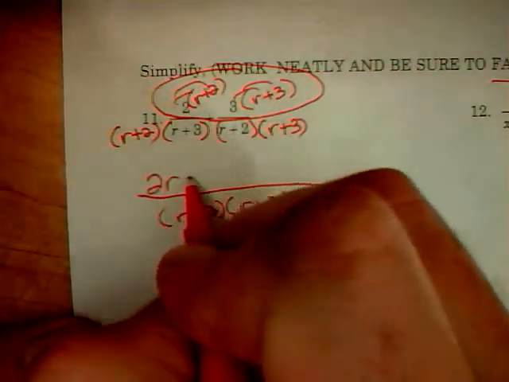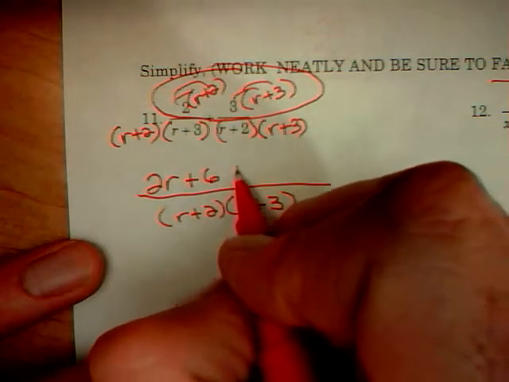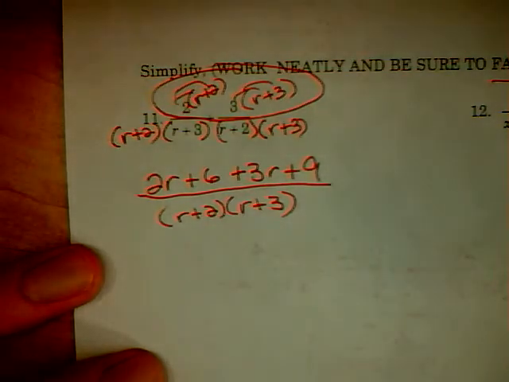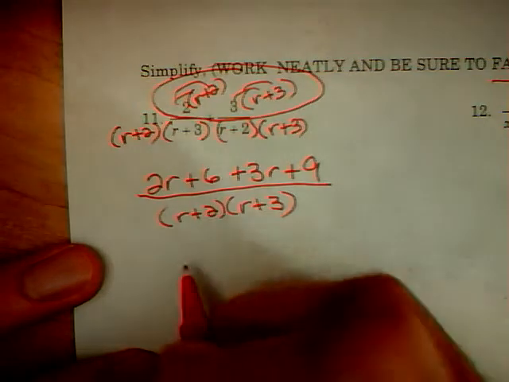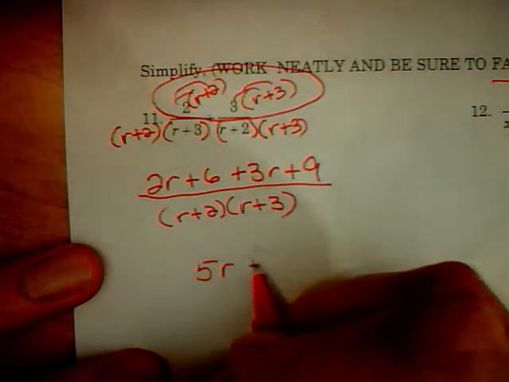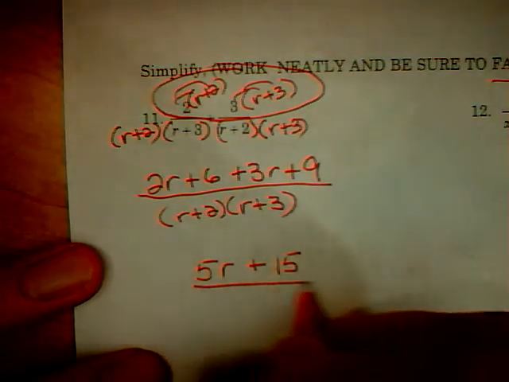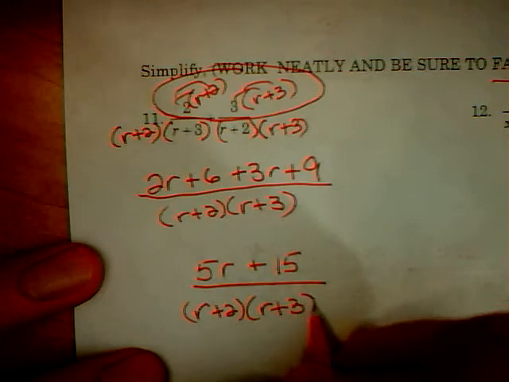So we get 2r plus 6. Distribute a positive 3 now. We get plus 3r plus 9. We now have one fraction, so we can now combine like terms. 2r plus 3r is 5r, plus 6 plus 9 is 15, over r plus 2, r plus 3.